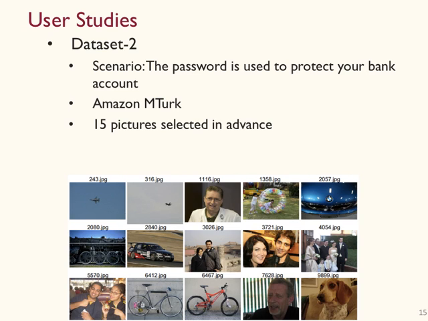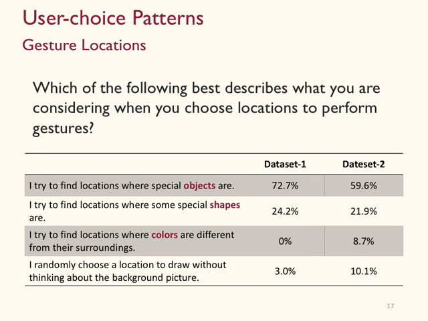We used a service called Amazon Mechanical Turk. We implemented the system, chose some pictures, and asked the workers from Amazon Mechanical Turk to choose passwords on those pictures. We wanted to study how they choose passwords. There were more than 700 participants, and we collected more than 10,000 picture passwords. So we studied the user choice patterns in those passwords.